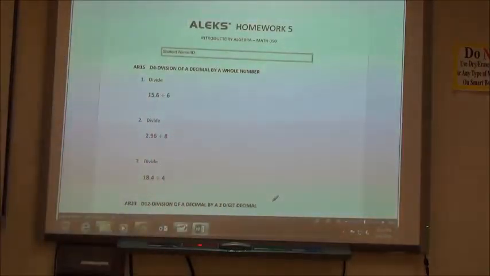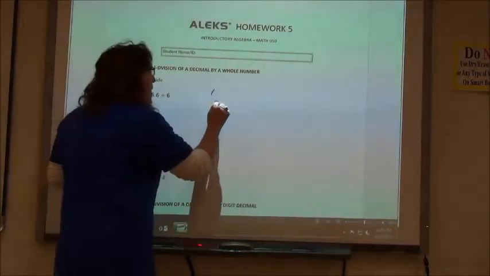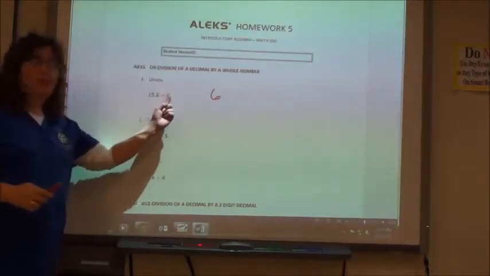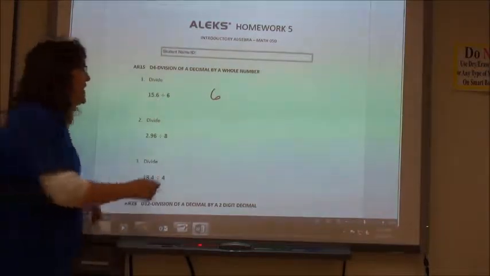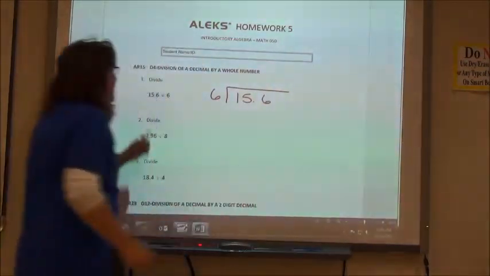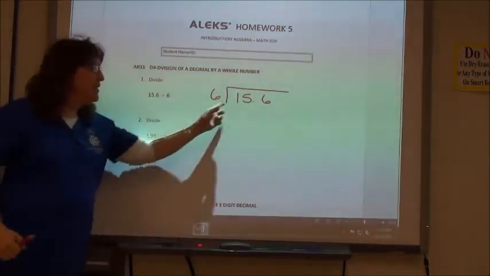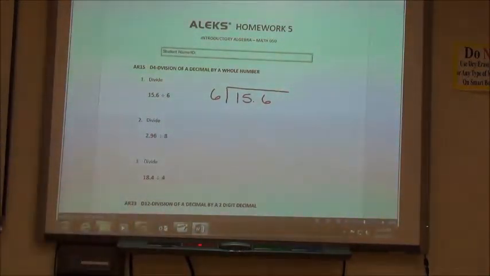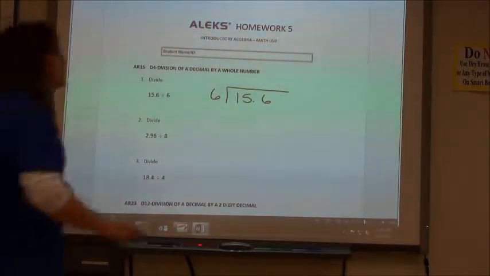So, starting out here, division of a decimal by a whole number. When I divide, I'm putting my divisor, which is the one after the division sign, on the outside. So 15.6 divided by 6 with long division is written with the 6 on the outside of my division sign. The decimal is going to go straight up.